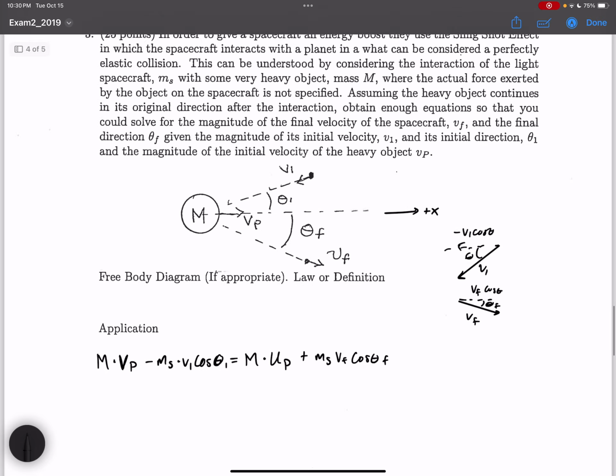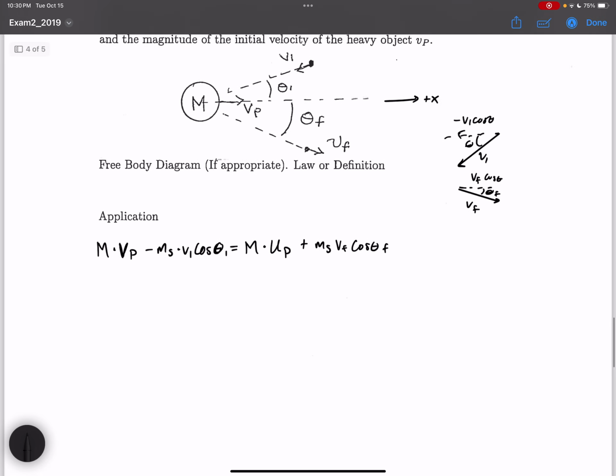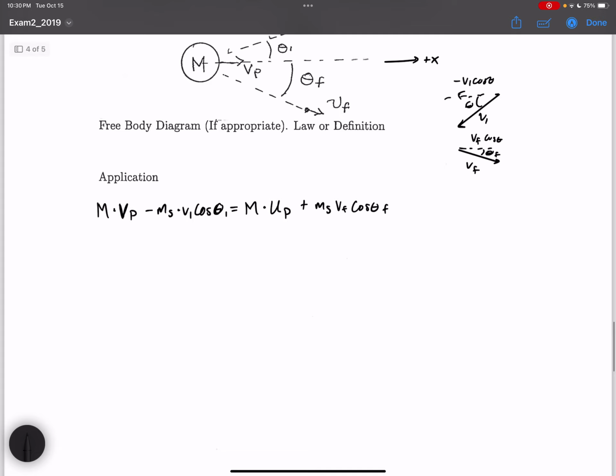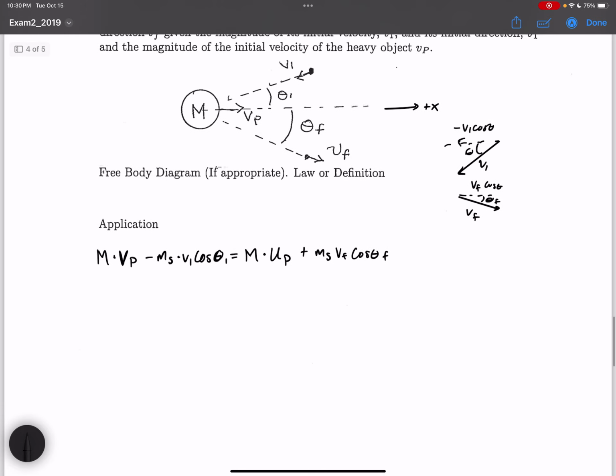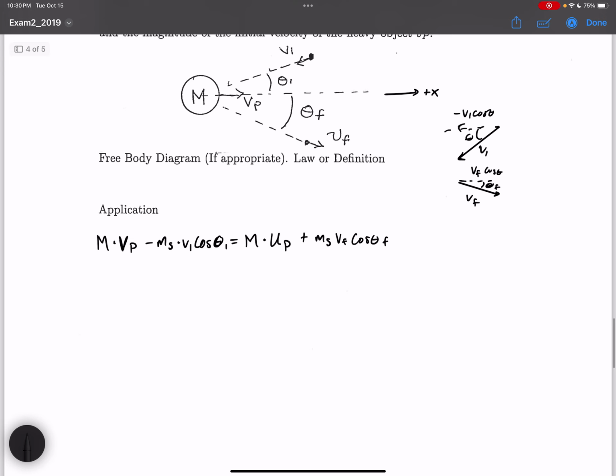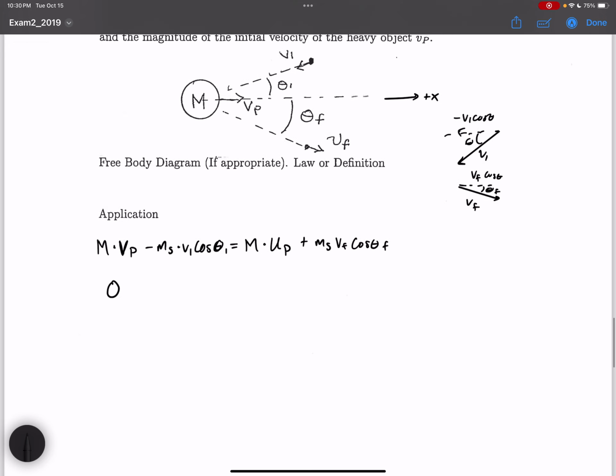Now, what we also need is the momentum of the object itself, the spacecraft. And so we need the conservation of momentum in the y direction as well. The larger mass doesn't move in the y direction, so that's going to just be 0. But then the spacecraft moves in the negative y direction, which is ms times v1 sine theta, because then you have this angle here, same thing here. And so that's going to equal 0 again, because the mass is not going to be moving. It's going to stay in the direction it was going.